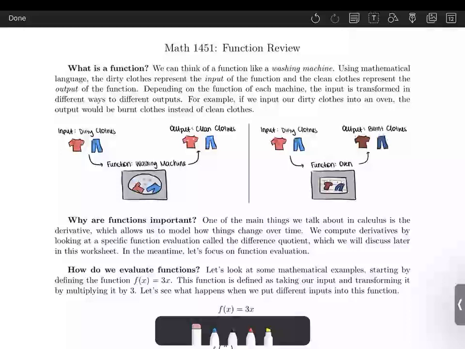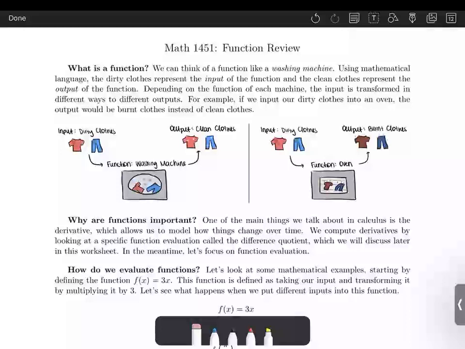We can break it down in that way and think of, okay, what operations does this function tell me to do? For example, the washing machine function tells me that I'm going to mix soap and water and move the clothes in circles until they're clean. The oven just outputs heat onto the clothes and then they end up burnt.